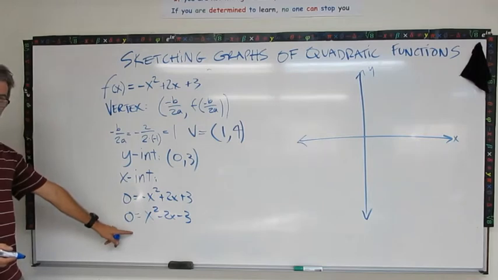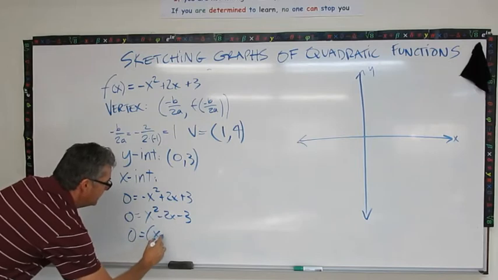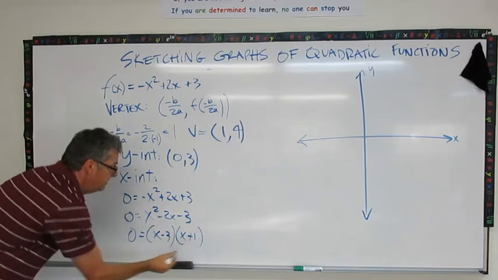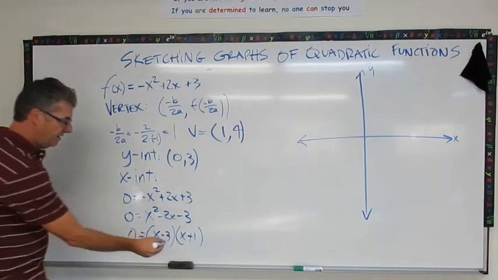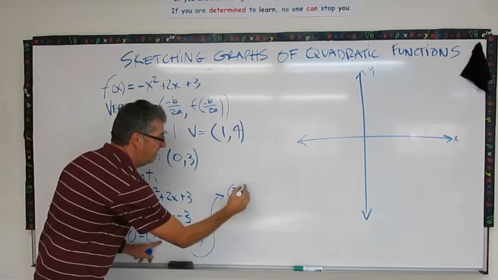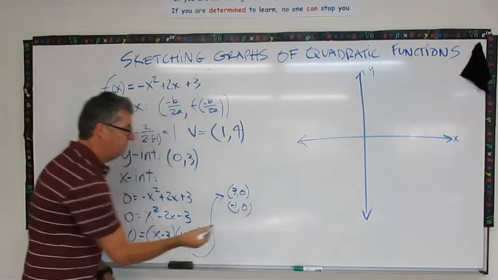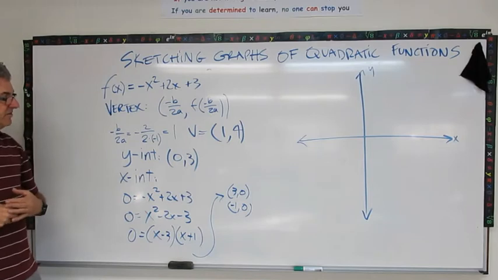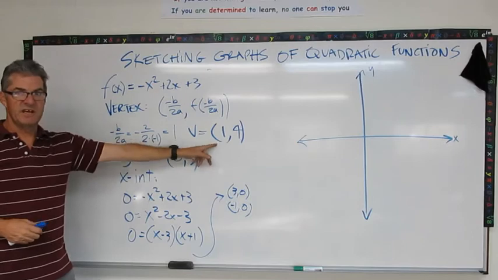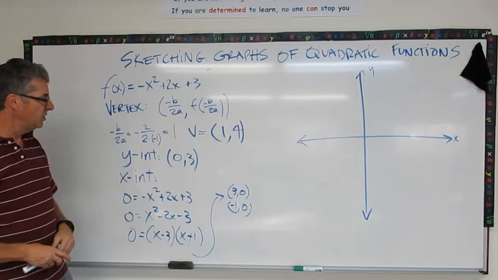Now this should look familiar. We just did this same function. This is 0 = (x - 3)(x + 1). Right? So this is going to give me my X-intercepts of (3, 0) and (-1, 0). Okay, so now I have a Y-intercept, 2 X-intercepts, and a vertex. That's 4 points. That's going to make sketching this parabola super easy. Let's take a look at that.